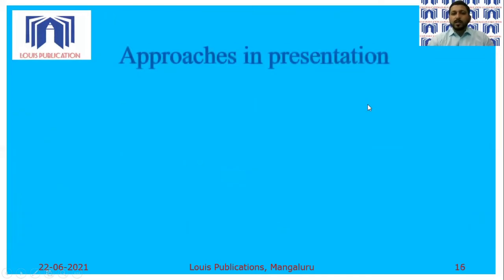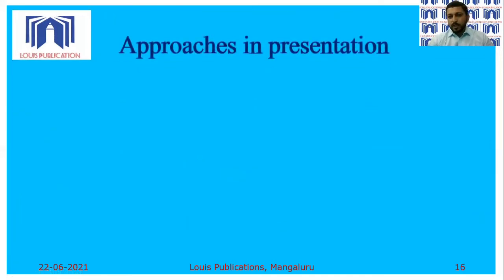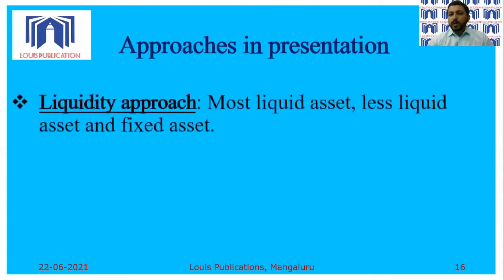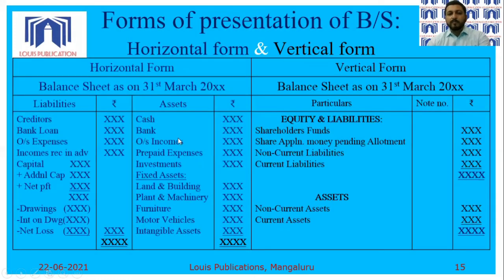And finally, we come to approaches in the presentation of the balance sheet. We have two approaches. One is called the liquidity approach. Under the liquidity approach, the most liquid asset is written first, the less liquid asset is written next, and the fixed asset is written last. If I go back to this particular format, most liquid assets are written first, less liquid assets next, and fixed assets last. So this horizontal form balance sheet that you see over here is prepared under the liquidity approach.